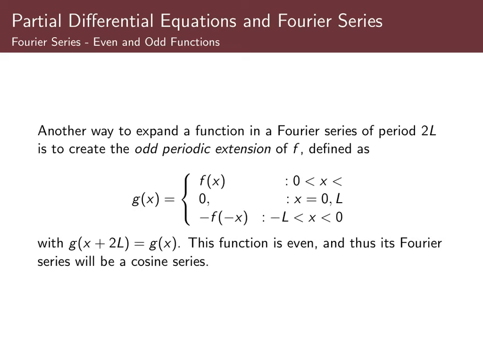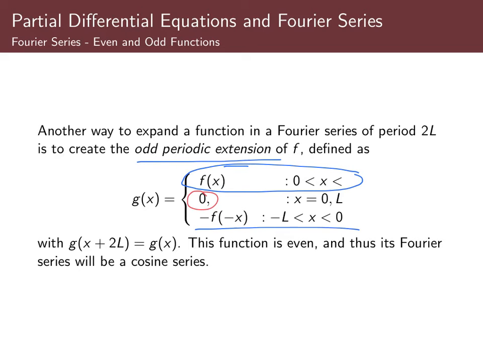Another way to expand a function in a Fourier series of period 2L is to create the odd periodic extension, which, much like the even one, takes the function as is from 0 to L. In this case, to make it odd, what we need to do is make it 0 at both 0 and L, and then it reflects it about the origin from x going from -L to 0, and then of course makes it 2L periodic. This function is odd, and therefore its Fourier series will be a sine series.